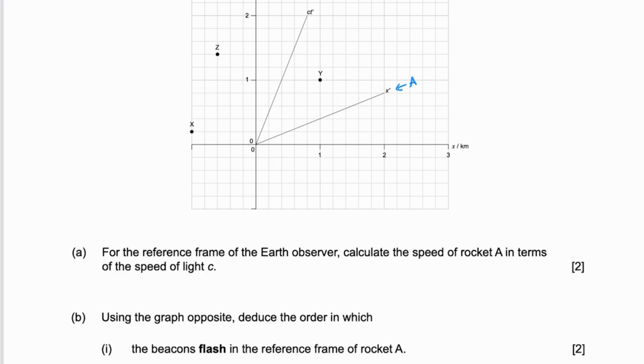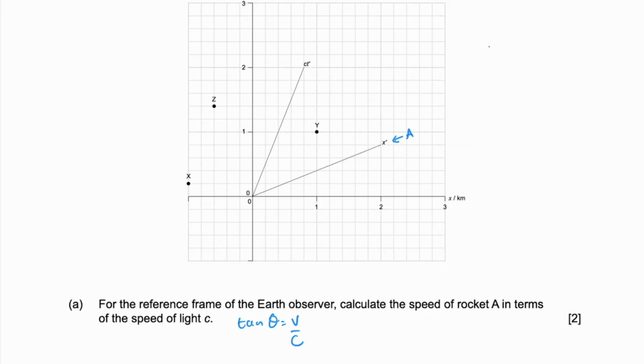For that, we need to use this relationship here, tan theta equals v over c. We use that relationship to find the speed of another reference frame in relation to an original reference frame using a space-time diagram. It's really, really simple, but I want to show you it from first principles. This is the CT reference frame of the rocket, and we want to measure the speed of that in relation to this reference frame of the Earth.